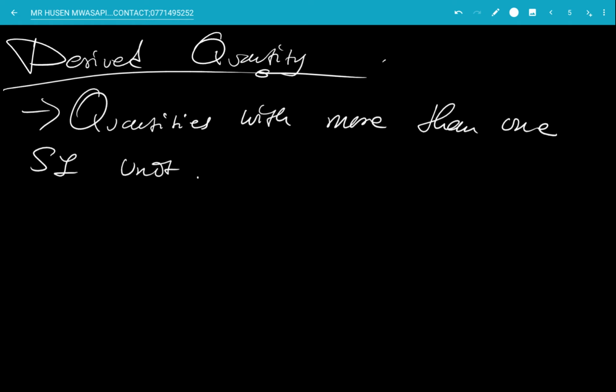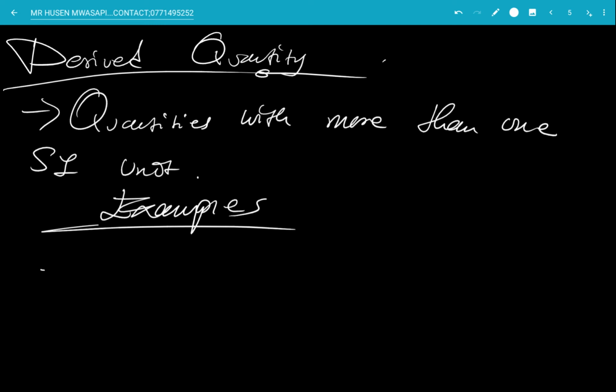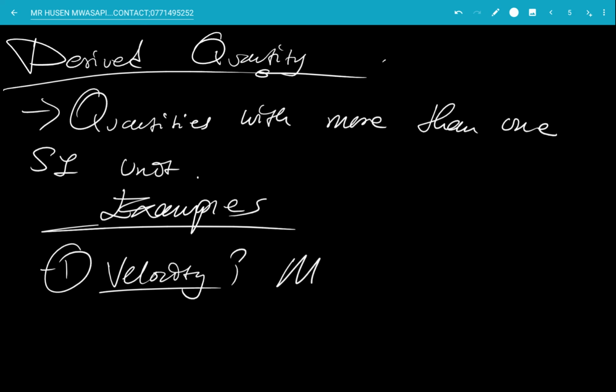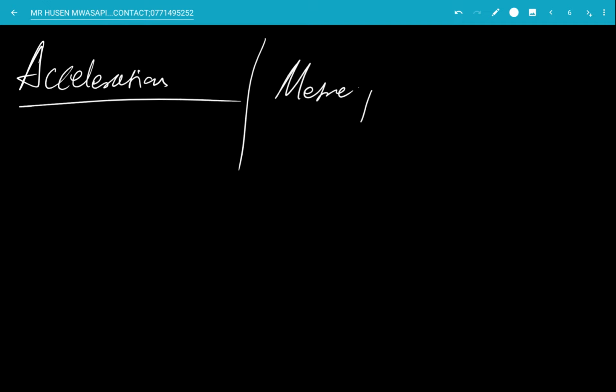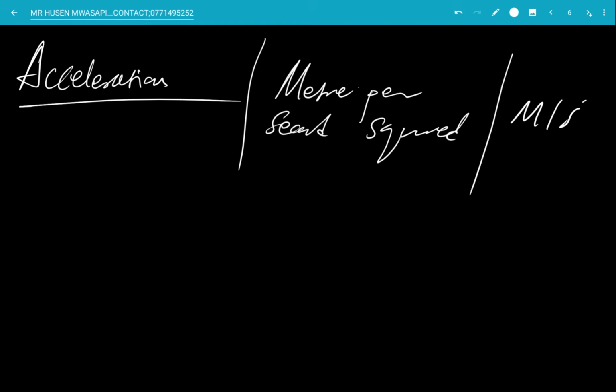Alright, if we had to look at some examples that we have, we can look at things like velocity. Velocity is measured in what we call meters per second. Then the symbol is m/s. You can also look at what we call acceleration. Acceleration units are meters per second squared. And the symbol is m/s squared.